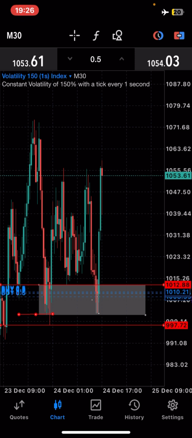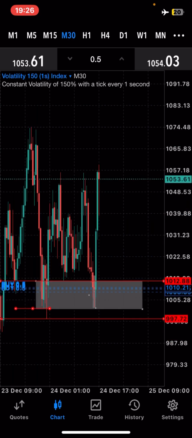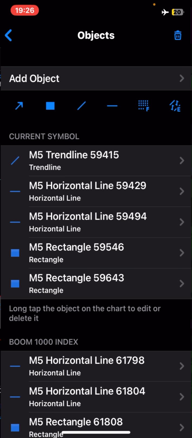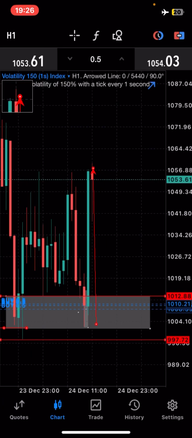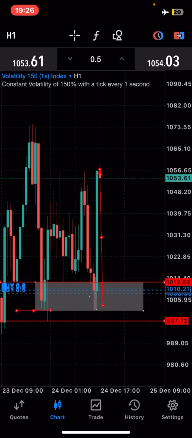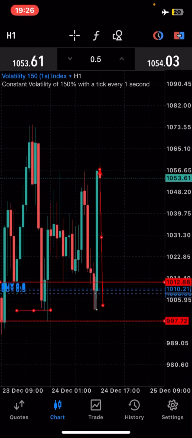It is currently Christmas Eve, the 24th. And guess who took a monster trade right before Christmas? I did. I gave this in my free Telegram group. Look at this H1 candlestick, just pure profit. And I'm going to be breaking it down for you guys real quick.